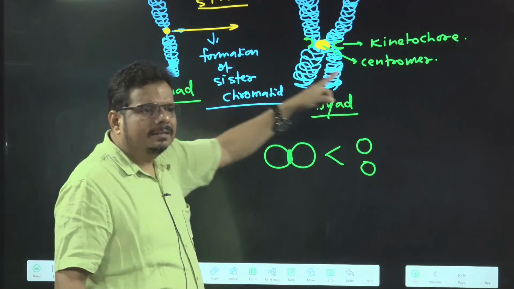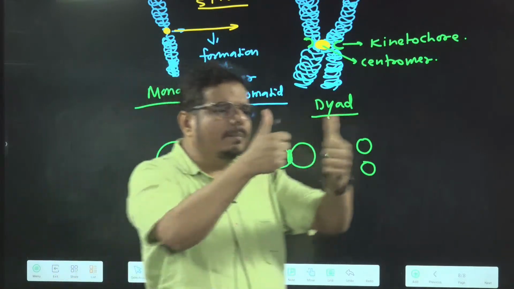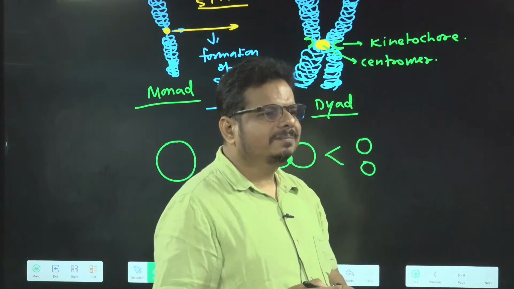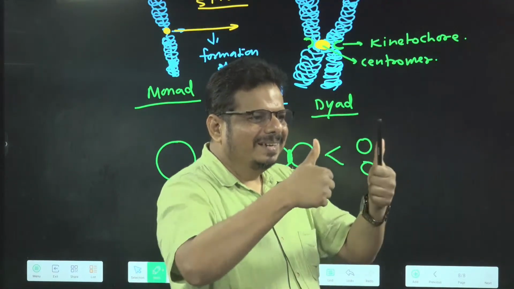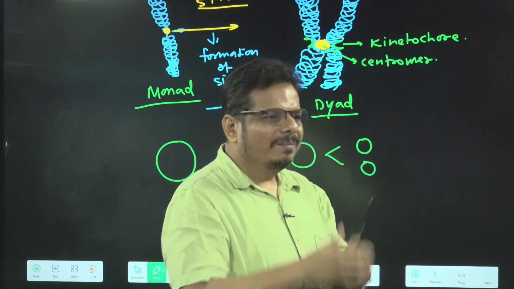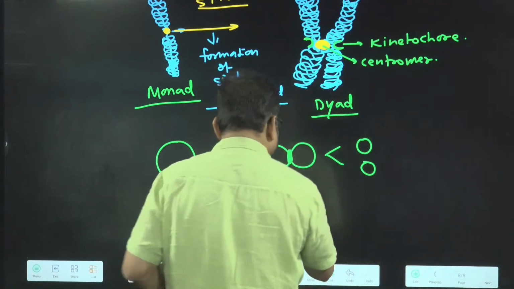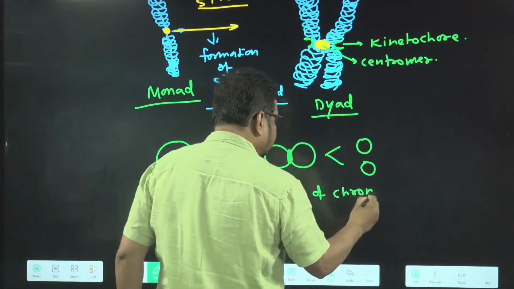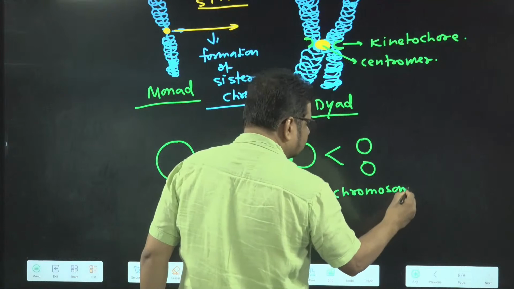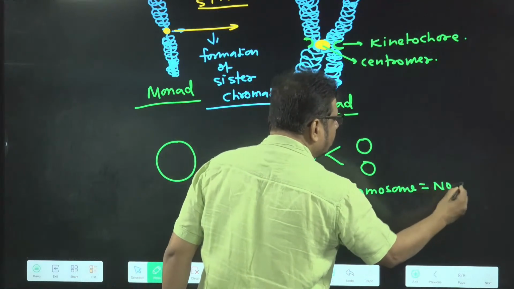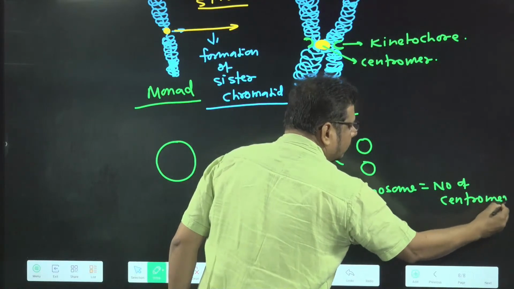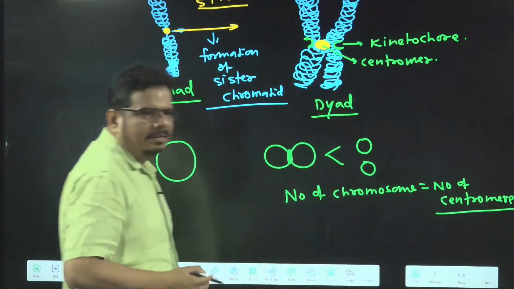One DNA, another DNA. And always keep a thumb rule: number of chromosome is always equal to number of centromere. Clear? You will never get confused. Number of chromosome is equal to number of centromere. Never will confusion occur in your mind. Got the idea? Is it clear?